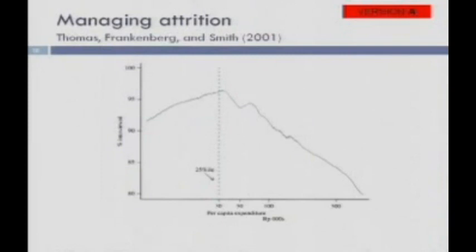So many surveys don't keep a lot of records of attrition. Clearly you should keep track of that. Here's some data from Thomas, Frankenberg, and Smith. This is in Indonesia. They show that there's a systematic relationship between the likelihood of attrition and income. It tends to be the higher income people who move in this case. Very low income and also the higher income people.